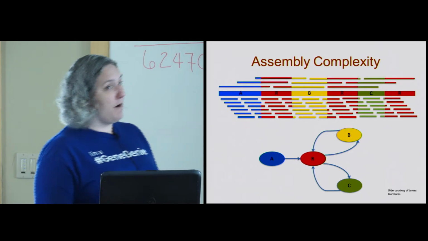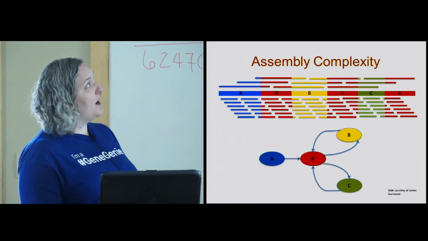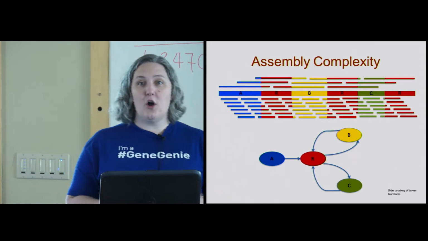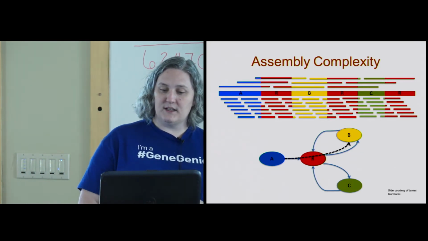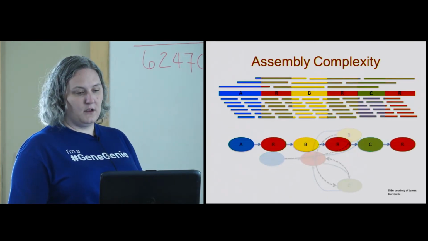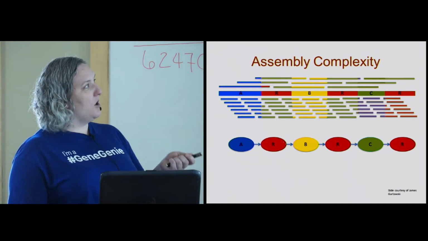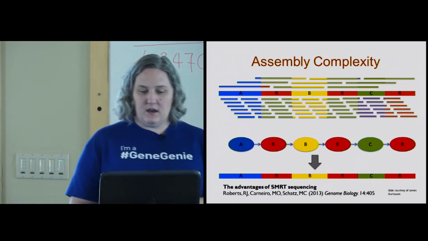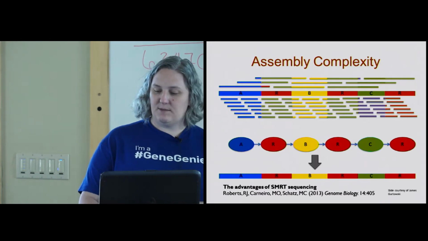Long read sequencing, however, as generated by PacBio or Oxford Nanopore, can span many of these complicated regions, giving us confidence in the connectivity of those different regions and allowing us to create a map with a consistent path. Ultimately, we now know that it goes A to R to B to R to C to R, and you can read about this in The Advantages of Smart Sequencing, which is about PacBio.